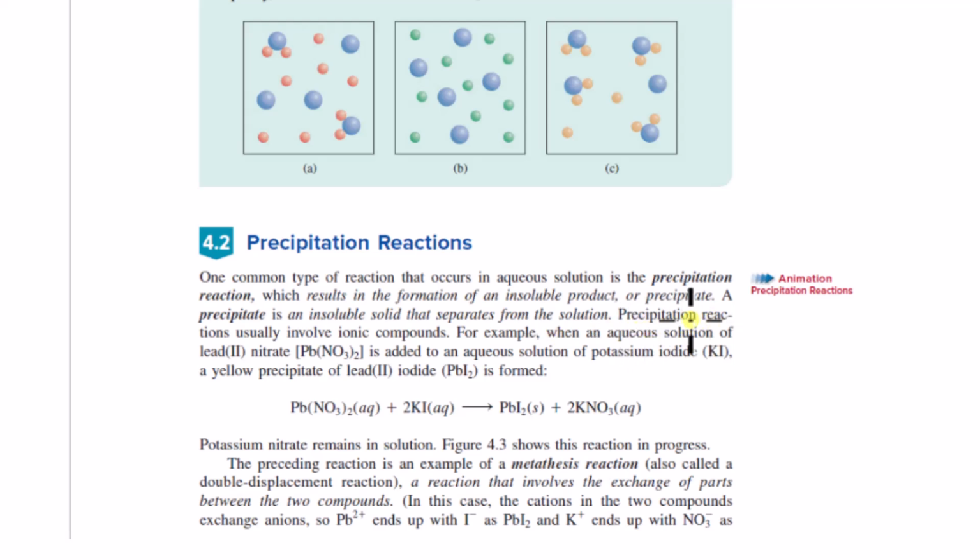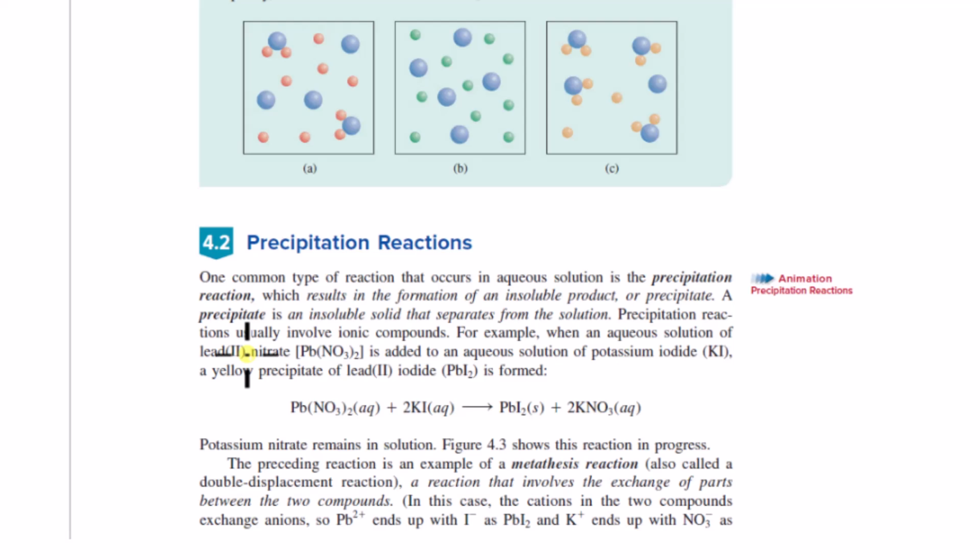Okay, precipitation reactions usually involve ionic compounds. So in this chapter, for any of the precipitation reactions we study, we're strictly going to be analyzing ionic compounds.